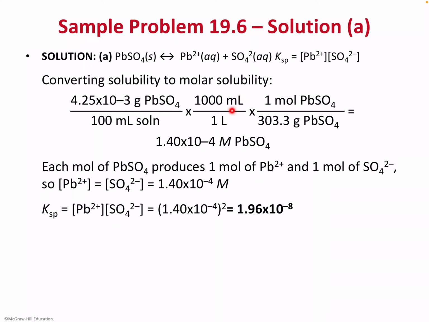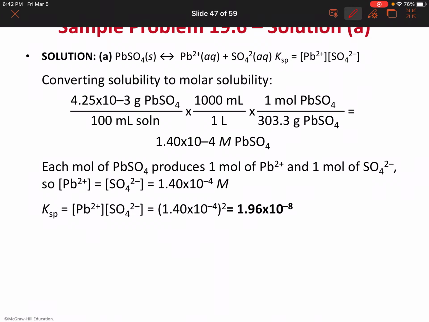Now the next step is converting it to moles. So 1 mole lead sulfate is the molar mass of lead sulfate, which is 303.3 grams lead sulfate. So this will give us the molarity. You can see grams to grams get cancelled, milliliters to milliliters cancel. At the end you have moles per liter in units, which is the molarity units. So that gives you 1.40 into 10 to the negative 4 molar lead sulfate. So first you convert grams per milliliters to moles per liters, and with that we can find out the KSP.